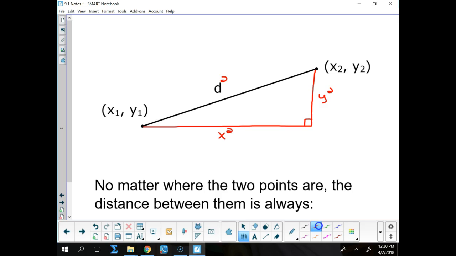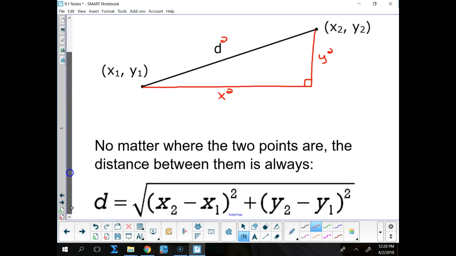It's the square root of something. Bingo. It's the square root of the difference of the x's squared plus the difference of the y's squared. That's always going to be the distance formula. No matter where your points are, that works.